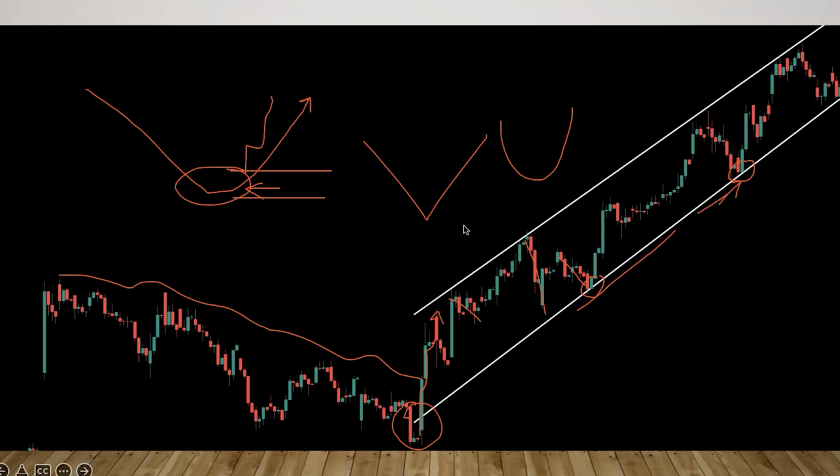If the chart is of 1 hour, you can definitely enter looking at the 30-minute consolidation and then finally find your reversal opportunity near the lower end of that particular channel.